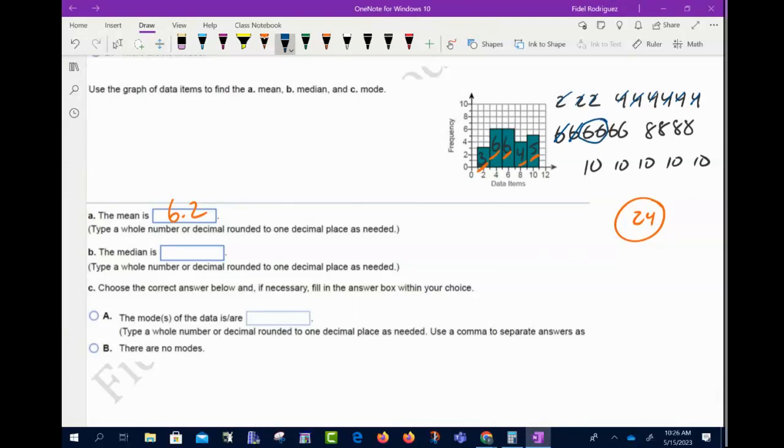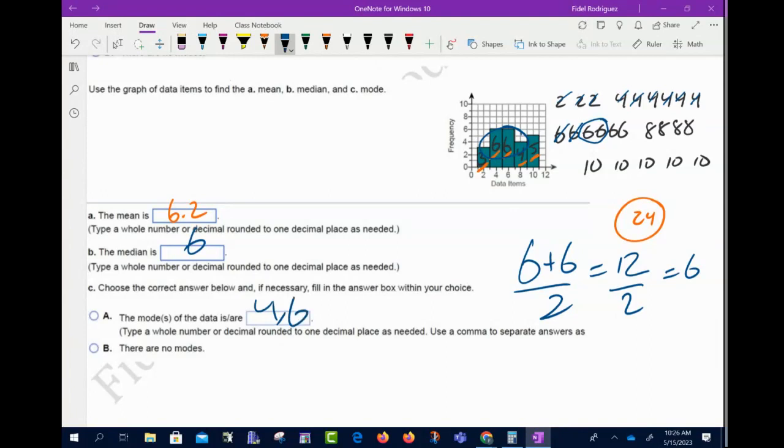What's the average of 6 and 6? Still going to be 6, right? Because you're going to take 6 plus 6 divided by 2. That's 12. Oops. 12 divided by 2, which is going to be 6, right? Okay. Do we have a mode? Is there a number that occurred the most? 4 and 6, right? Because they both occurred how many times? 6 times, right? Boom. And then we got it.